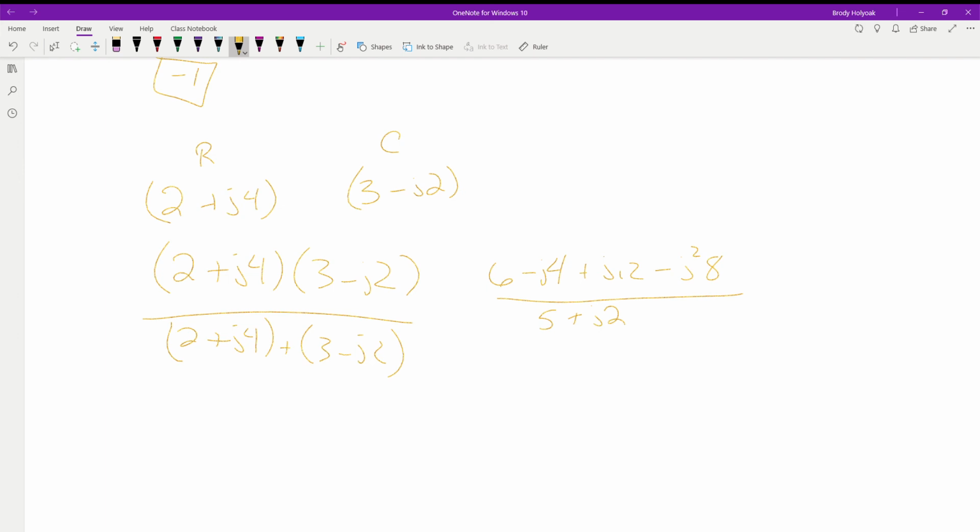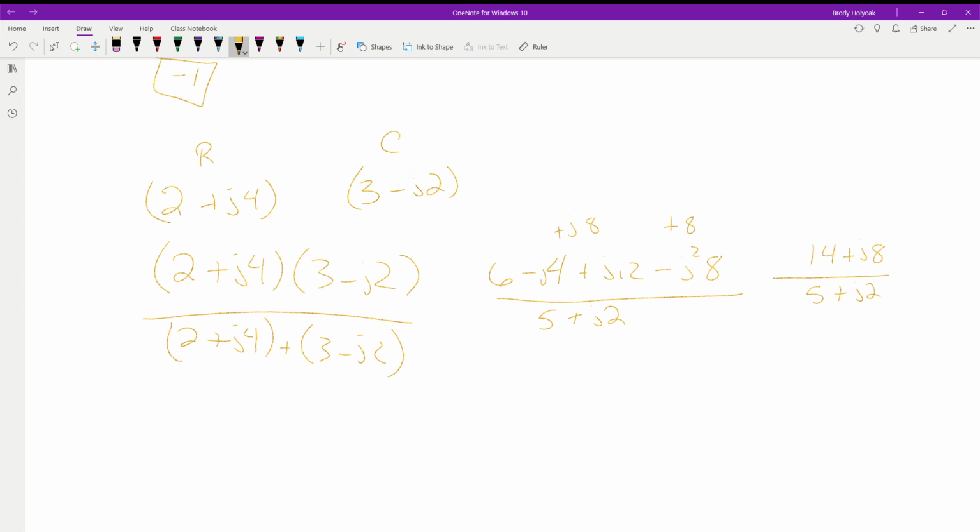We're foiling. And then this one we know J squared is what? -1. So this becomes a positive 8. These guys are going to add together. So we end up with a plus J8. And we have a positive 6 and an 8. Those will combine together. So the top part is going to end up with a 14 plus J8 divided by 5 plus J2.